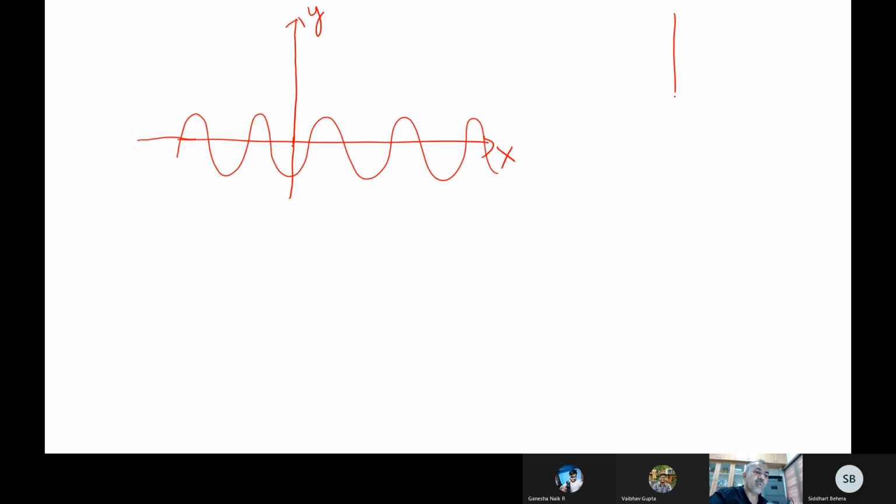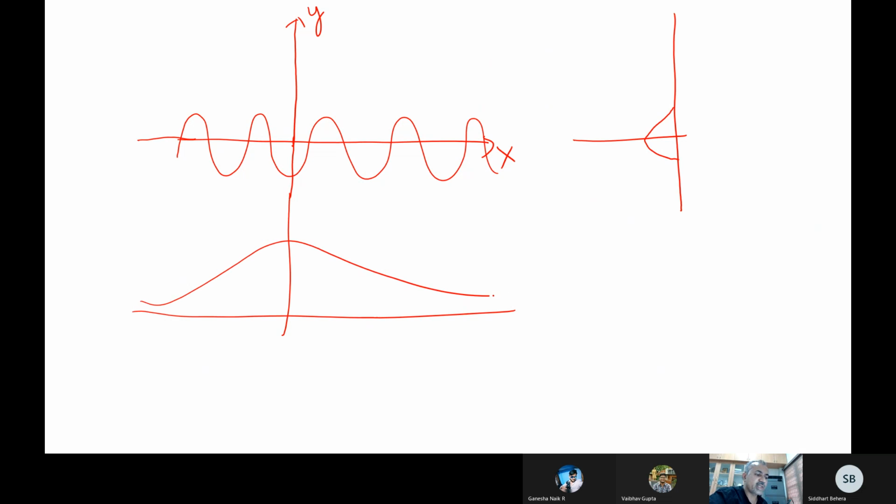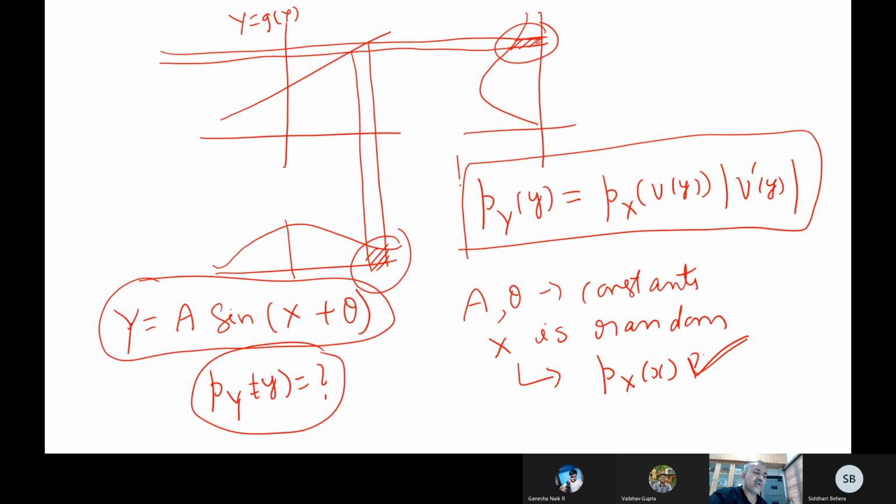Now we have to find out the probability density function for y. Maybe you followed it, this portion will be there, and I know the probability density function for x, something like this. Now we have to find out the probability of y itself. Of course, you can directly use this expression itself.